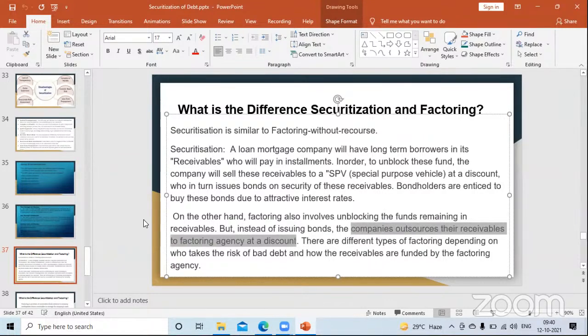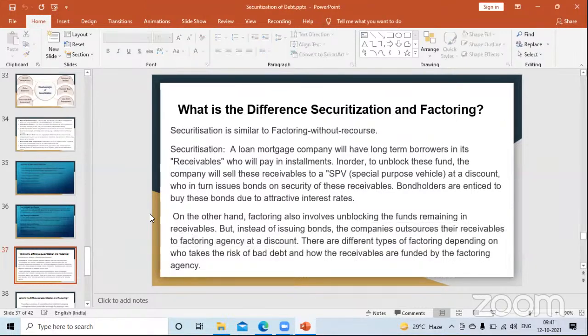You will not issue bonds. You will not convert them into securities in the process of factoring. Whereas what will you do? You will outsource these receivables. You will sell it to somebody else at a discounting rate and take the money immediately. The whole money is received on the spot. So this is the basic difference between securitization and factoring.